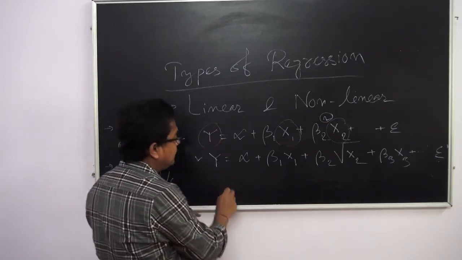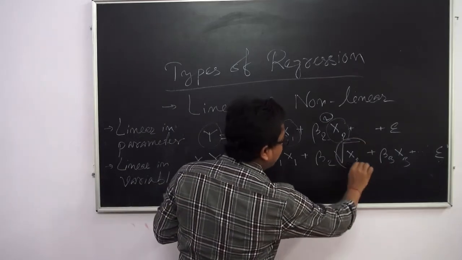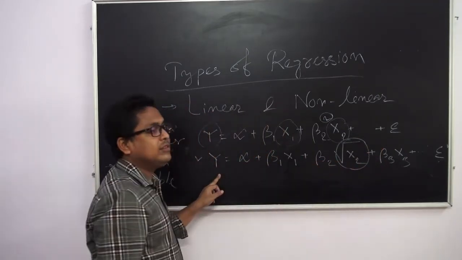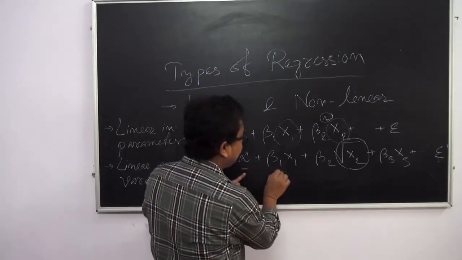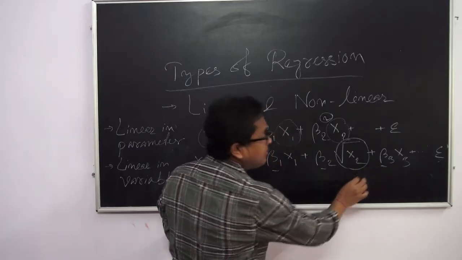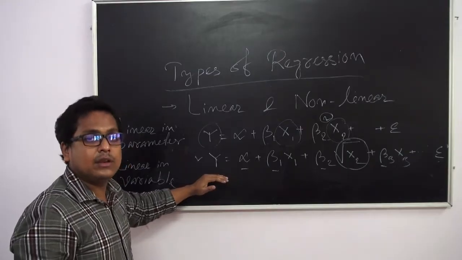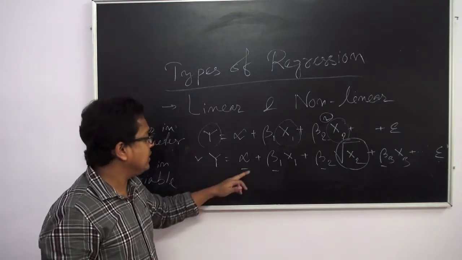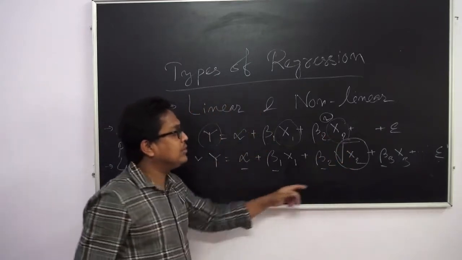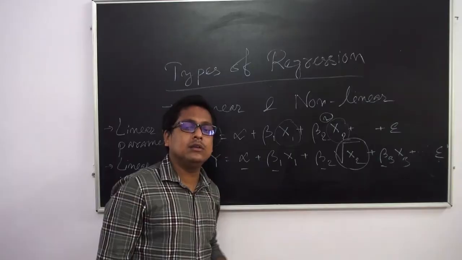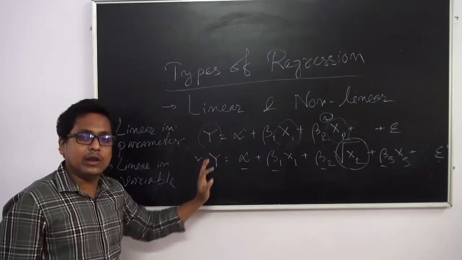But if we see this one, this variable has power other than unity, so it will be called non-linear in variable. But parameters alpha, beta 1, beta 2, beta 3 all have the same power, that is unity. So it will be called linearity in parameter, but non-linear in variable because x2 has power other than unity. So this is the concept of linear and non-linear.